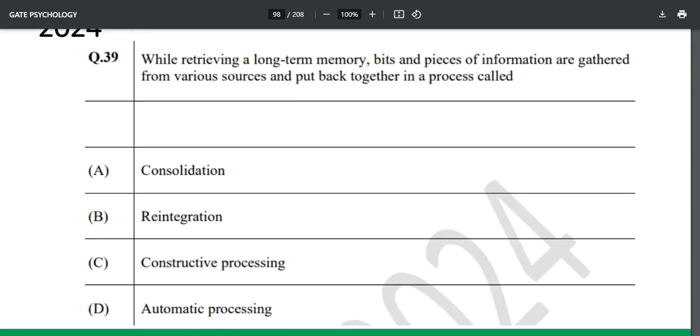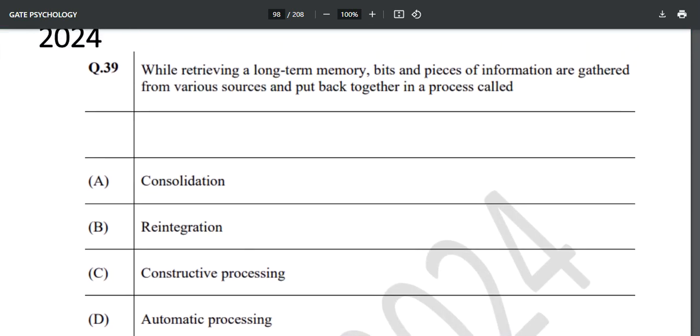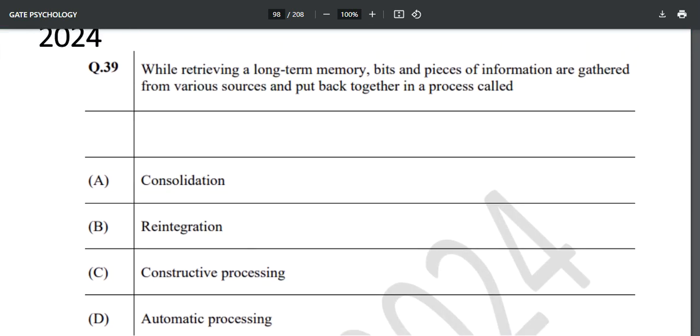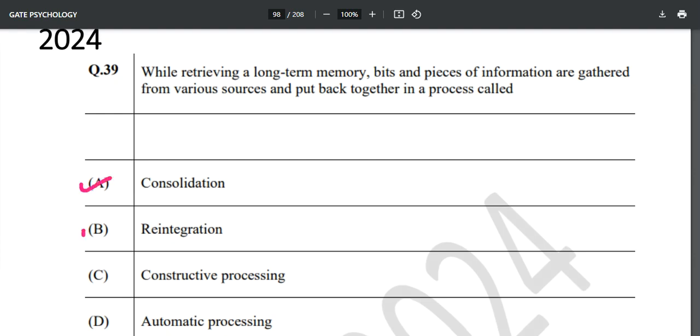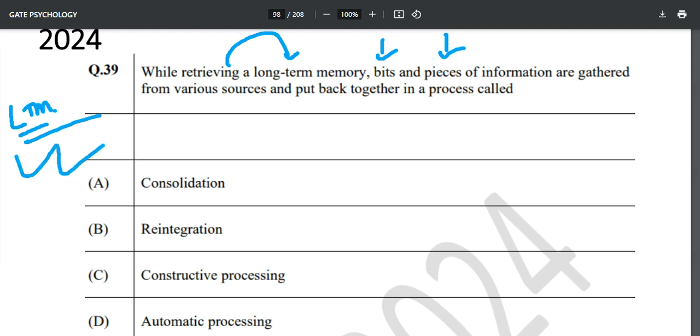Now talking about this thing, while retrieving a long-term memory, bits and pieces of information are gathered from various sources and put back together in a process called what it is. Option number A, B, C, and D. Try to answer this. While retrieving a long-term memory, you are retrieving something from LTM. Bits and pieces of information are gathered from various sources and put back together in a process called what? We will call it constructive processing.